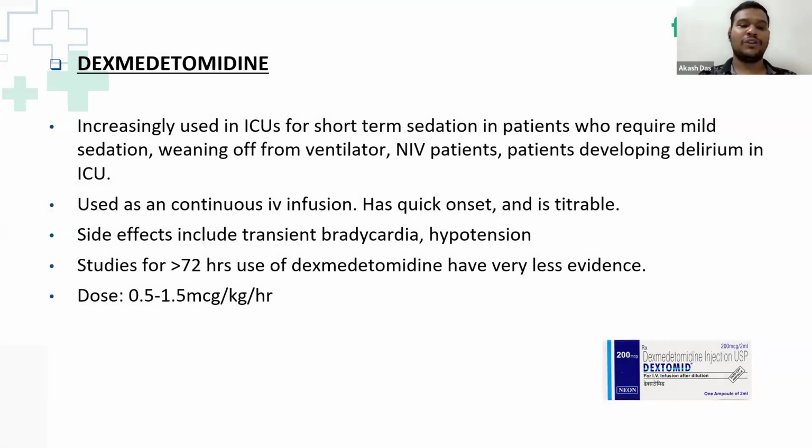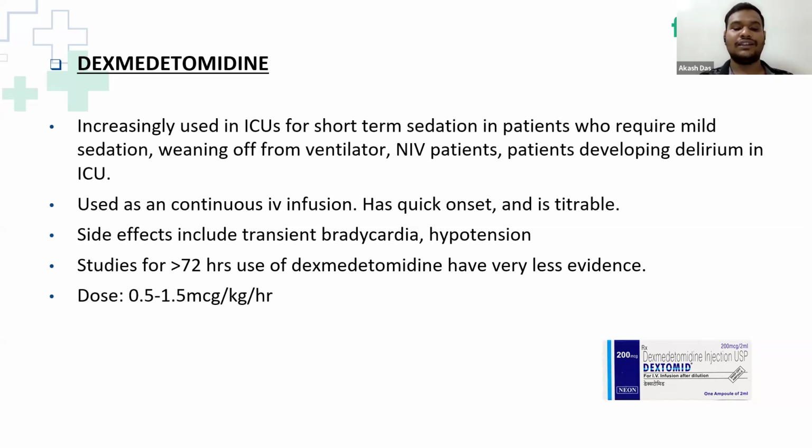This is dexmedetomidine. It is increasingly used nowadays in the ICU for short-term sedation in patients who require mild sedation, weaning off from the ventilator, patients who are on an NIV mask but a little bit agitated, and patients developing delirium in the ICU. Dexmedetomidine is a very good drug. It is used as a continuous IV infusion, has quick onset, and is titratable.